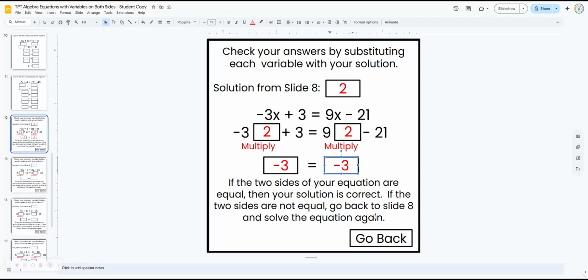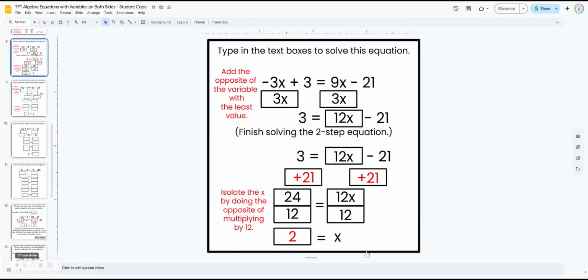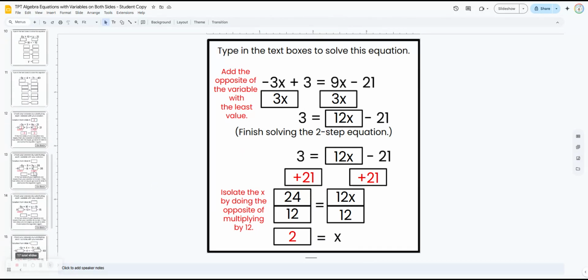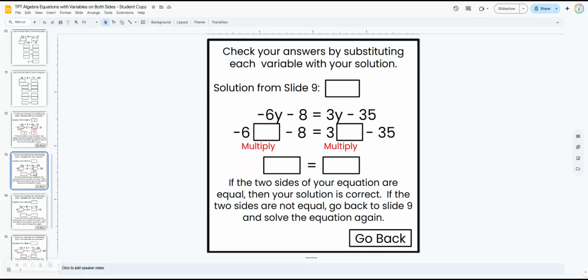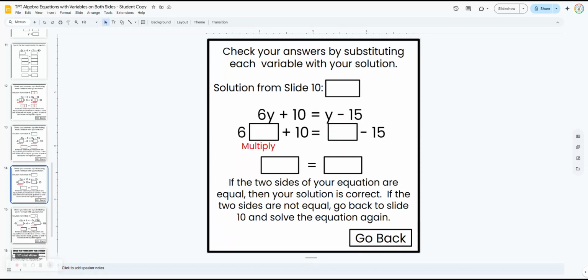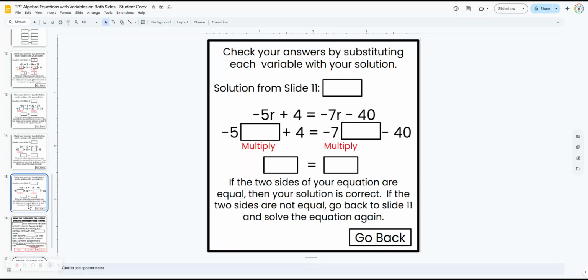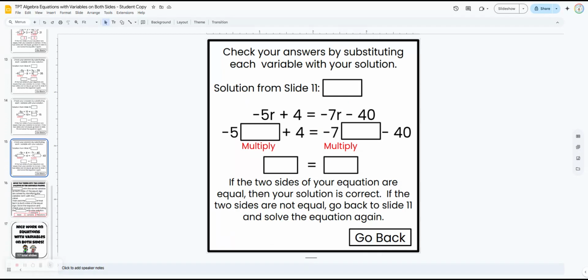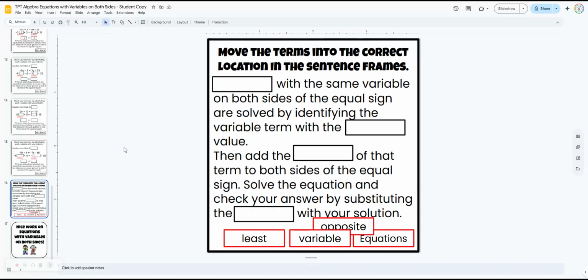If it's not coming out equal, they're going to click on go back, which takes them back to slide 8, and they have to work on solving this again and find their mistake. So they're going to do that, checking the answer here from slide 9, from slide 10, and from slide 11, checking their answers.